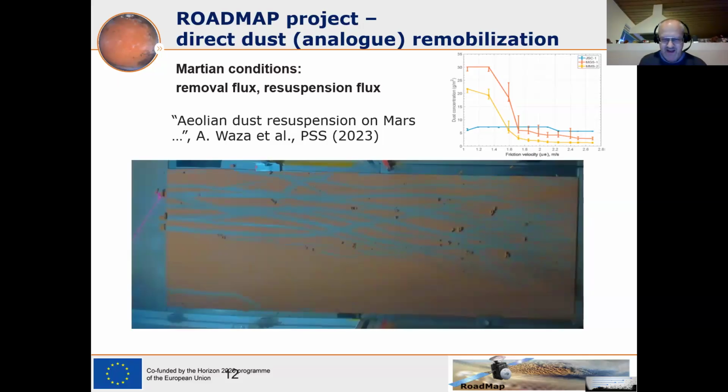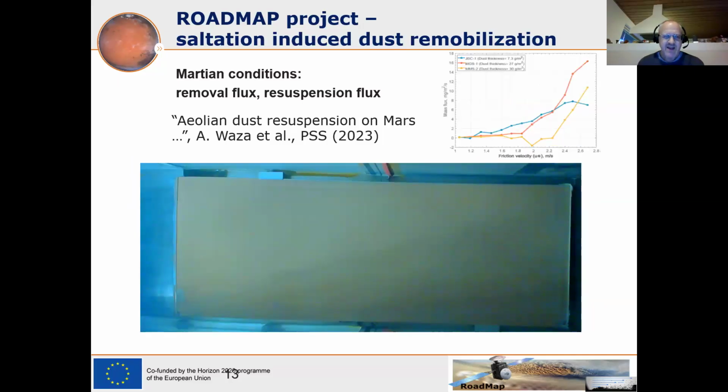The next movie you're going to see is a bit more tricky to see what's happening, but this is a mobile sand bed, which we again have deposited dust on. And then we're turning the wind speed up until we go over the saltation threshold. And then the sand begins to transport. So it cleans itself essentially and becomes the quartz-like color at the end.